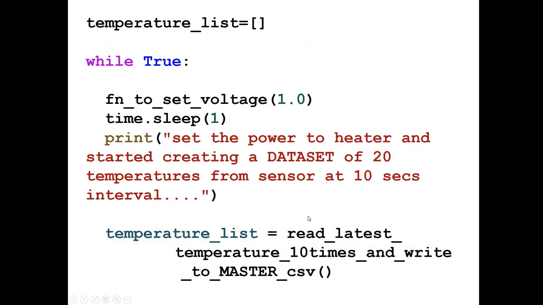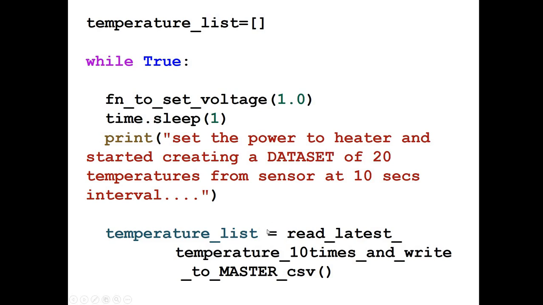So now the program looks like that. This is a simple array being defined, and you have a continuous function, while True, a continuous loop. In fact, the function to set voltage 1 means 100%, 10 volts you have applied, the heater is put on, wait for 1 second, sleep. After that it simply prints that it set the power to the heater and started this.